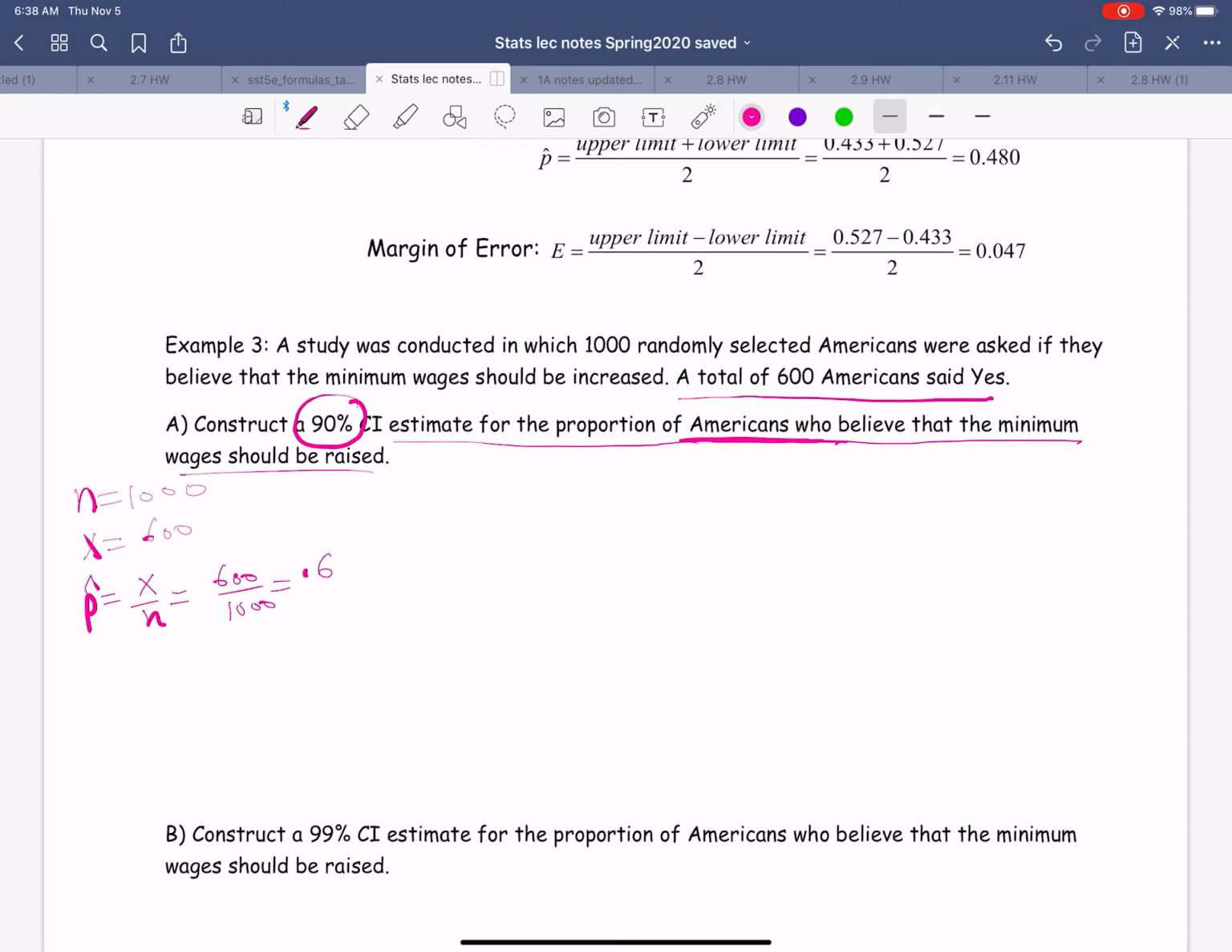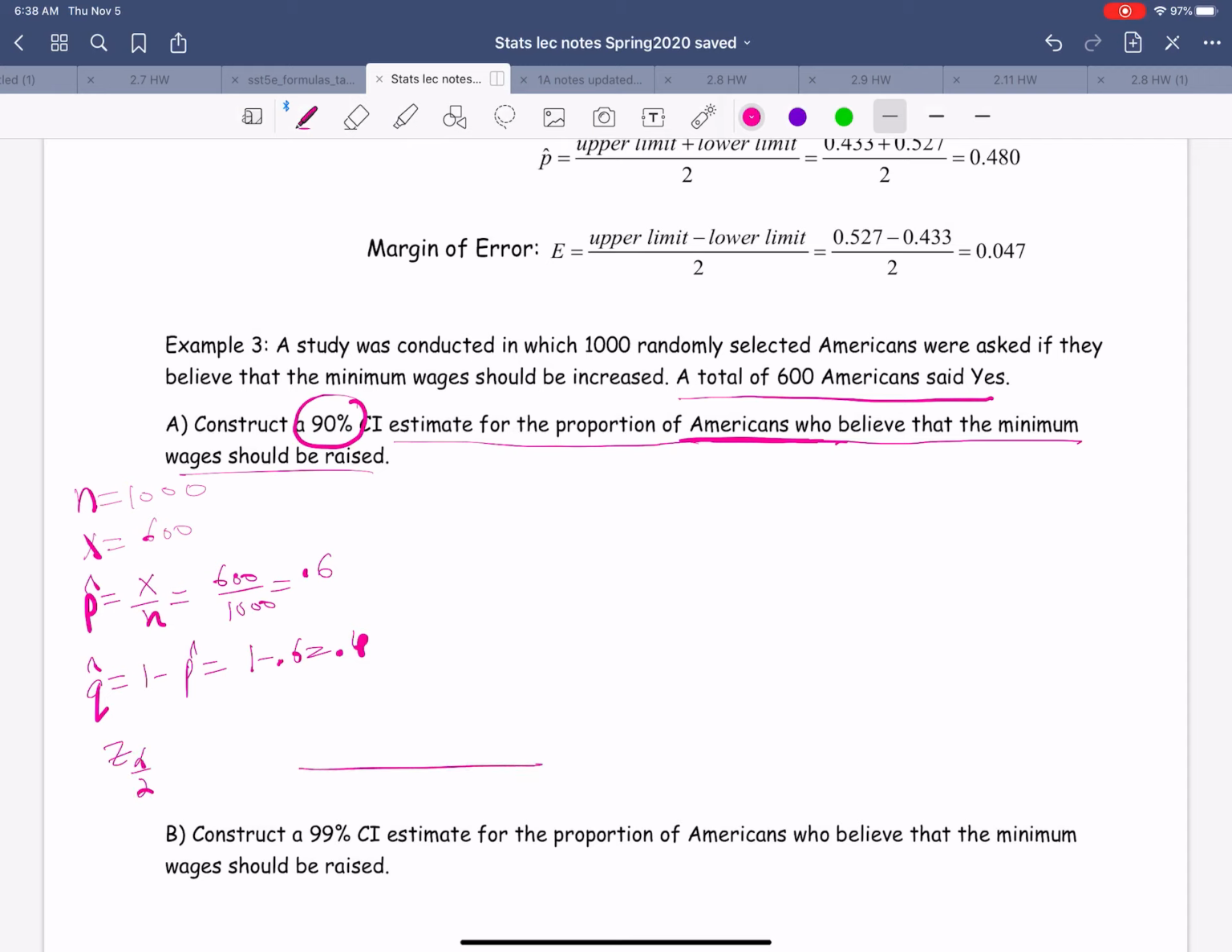Now we want to construct the confidence interval, so we need to find the margin of error. But before that, what is the critical value z alpha over 2? And since we know p hat, we are also going to need q hat in the formula. How do we find q hat? Q hat is 1 minus p hat, which is 1 minus 0.6, and that's 0.4. And we do want z alpha over 2 as well.